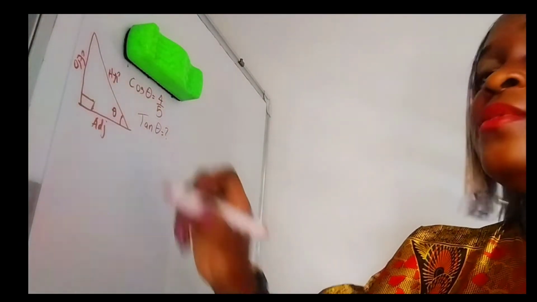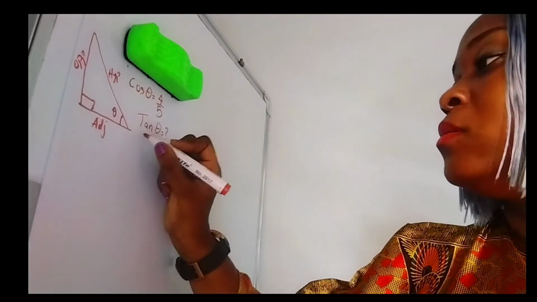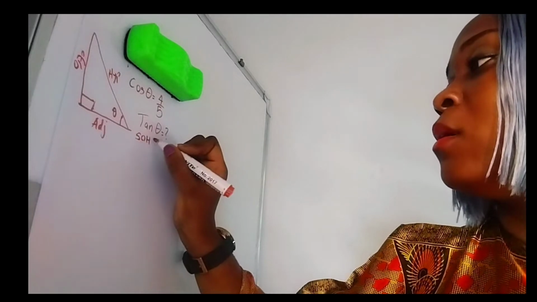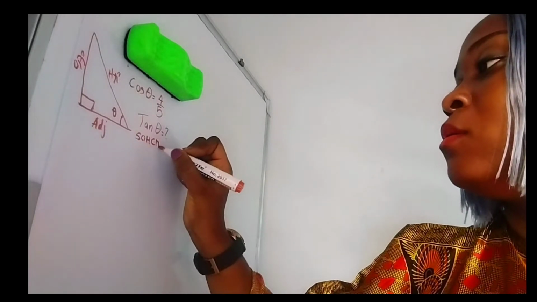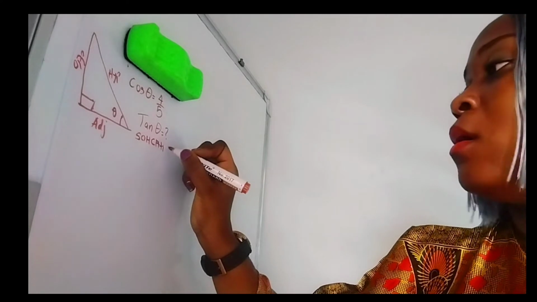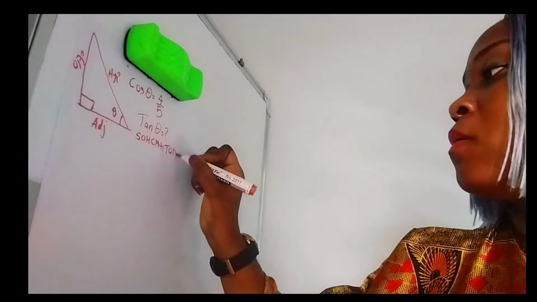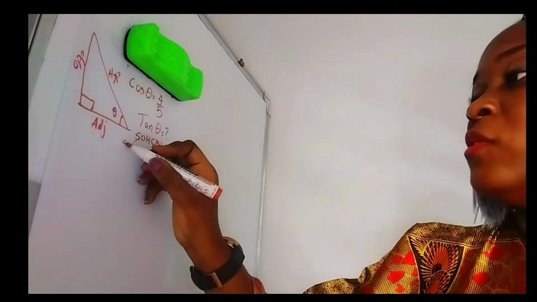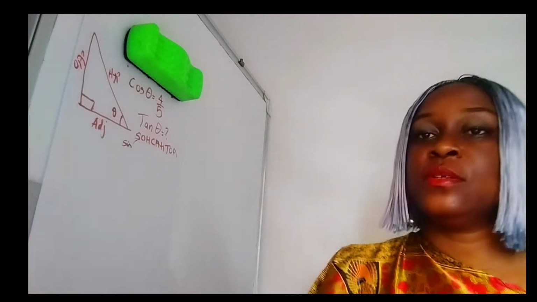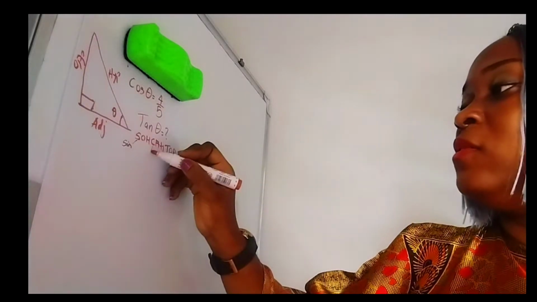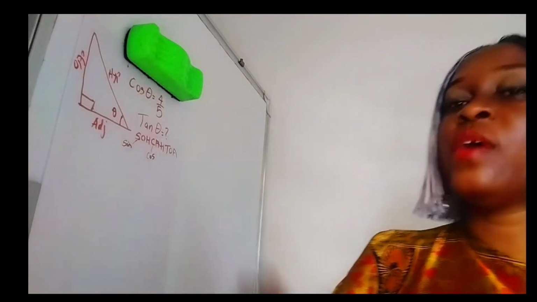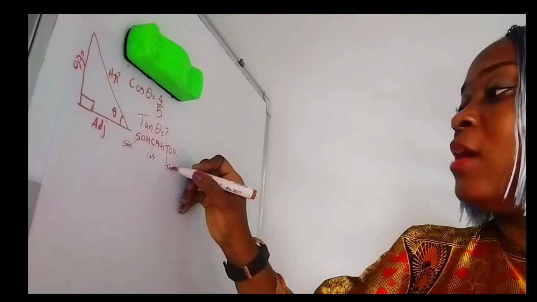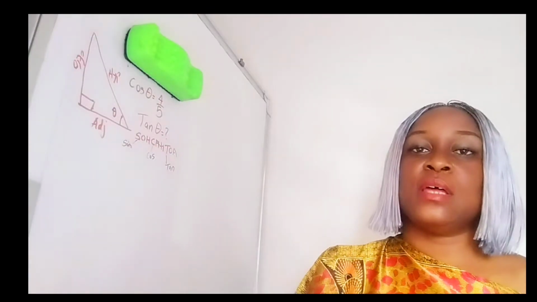Also, don't forget the acronym we call SOHCAHTOA. What does SOHCAHTOA stand for? S stands for the sine function, C stands for the cosine function, and T stands for the tangent or tan function.